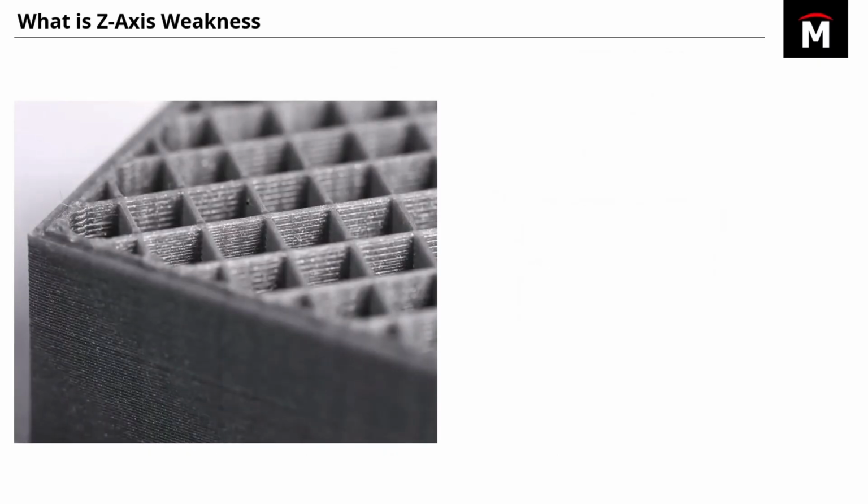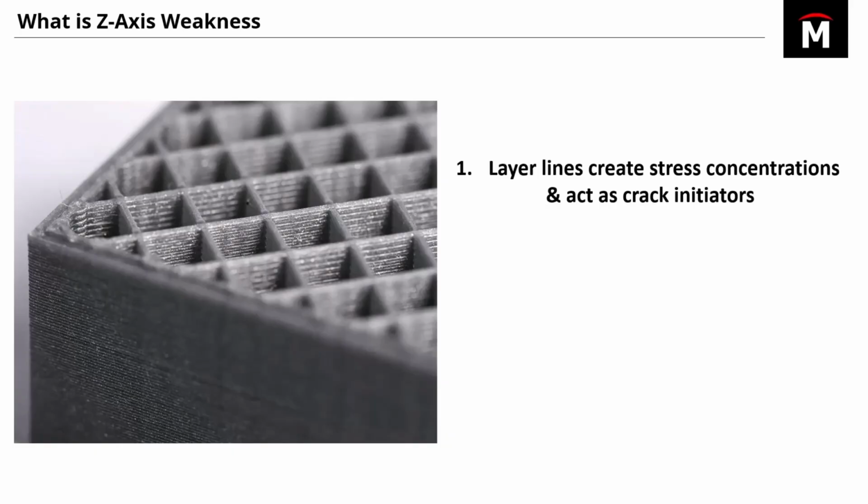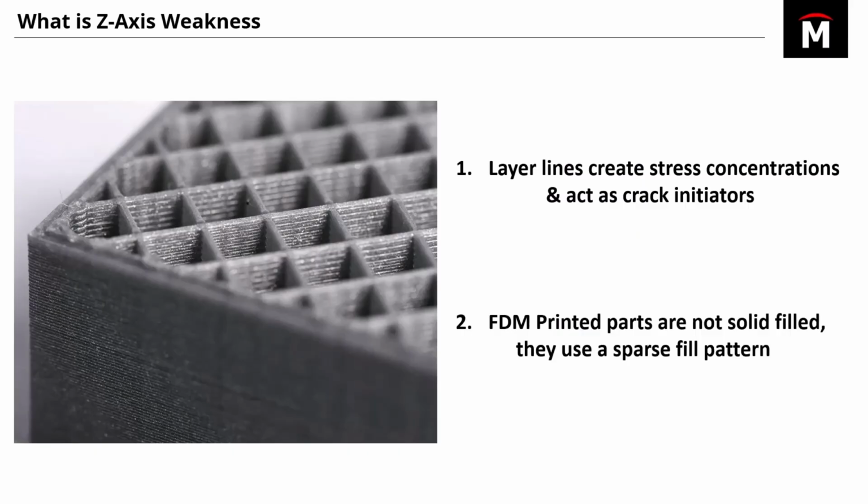The other two are mechanical, so I think it's a little more straightforward, at least for me. It comes from the distinct lines that you see between layers in printing, and those create stress concentrations when force is applied, and they can also act as a sort of crack initiator, where the crack can then continue through the whole part because of our molecular weakness. And you couple that with the fact that FDM parts aren't typically solid filled, they use this sparse infill pattern, and so there's just less material overall holding the part together.